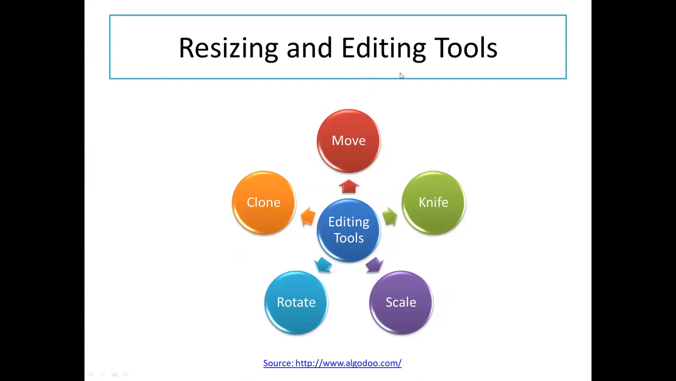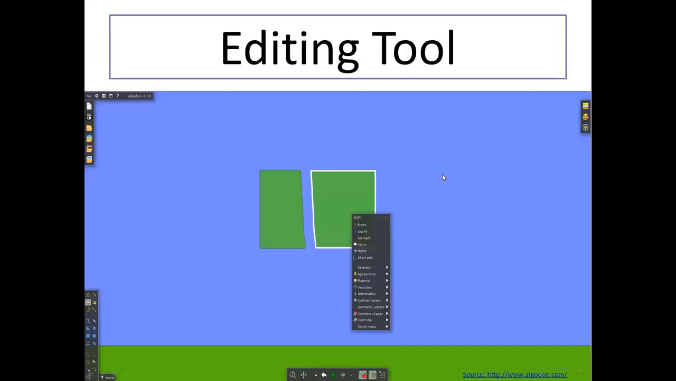And these are the resizing and editing tools. Using these tools, we can make a clone, means we can make a copy of any object. We can rotate the object. We can scale, rescale, and resize the object. Using the knife, we can cut the object and we can move the object from here and there. This is the screen of the editing tool.